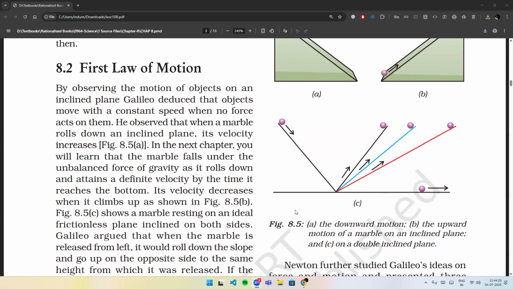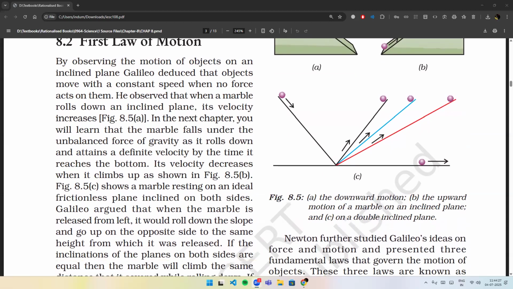First law of motion. By observing the motion of objects on an inclined plane, Galileo deduced that objects move with a constant speed when no force acts on them.